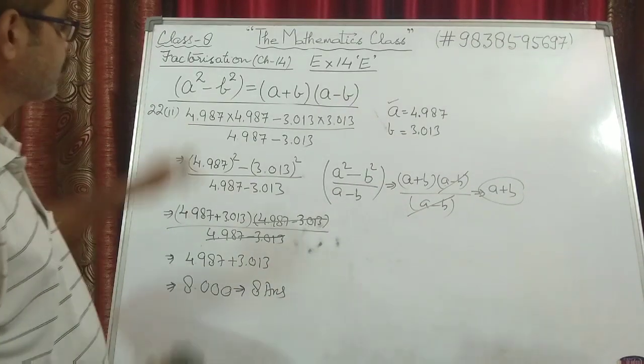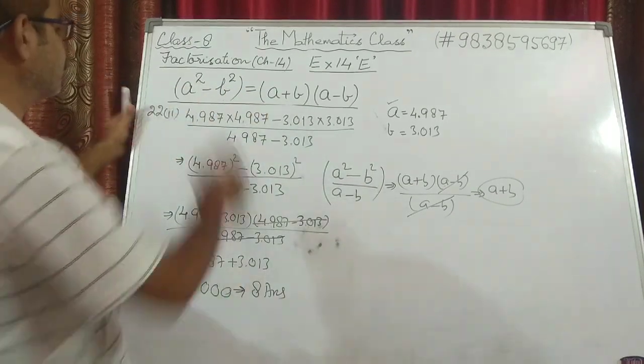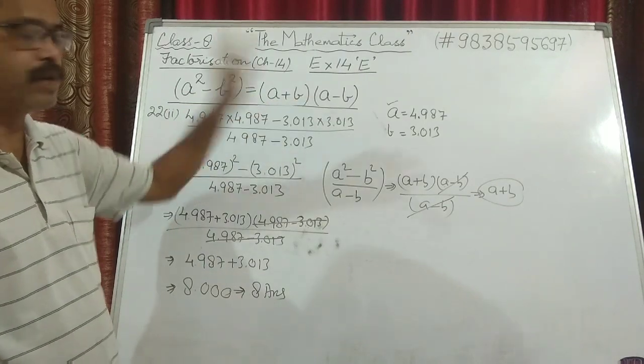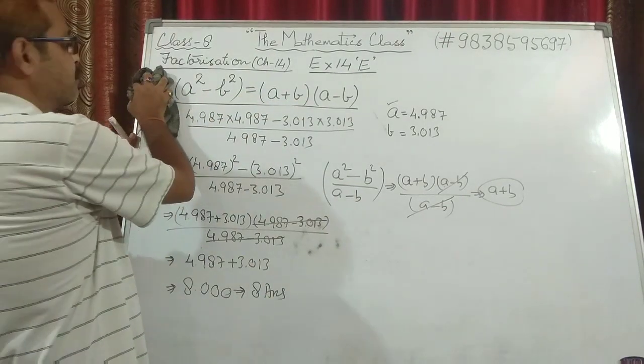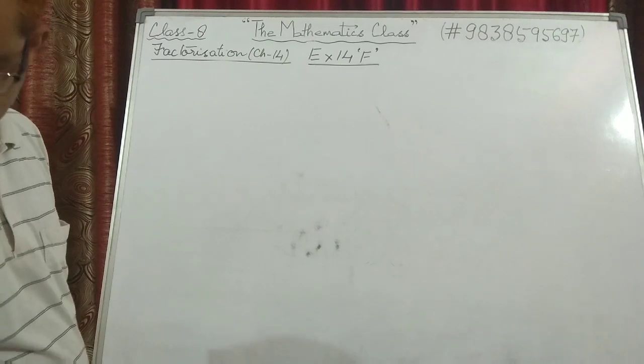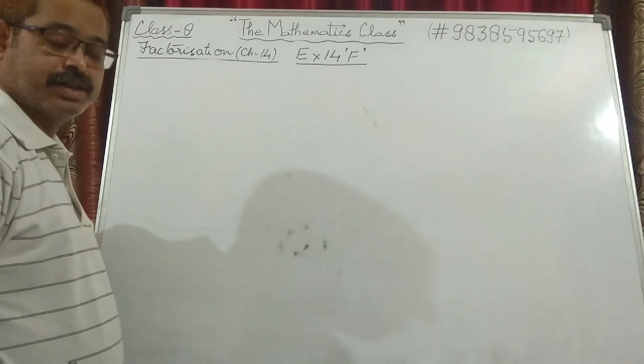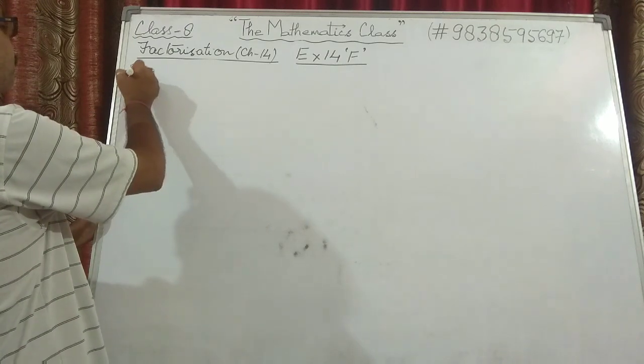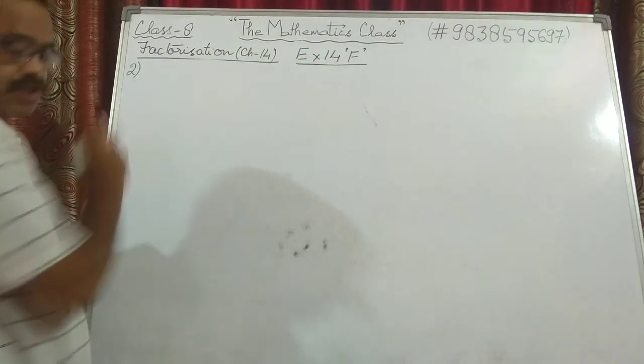That is also based on the same formula. Now I will be rubbing off the formula. I think you would have remembered it or written it. A square minus B square is A plus B into A minus B. Now exercise 14F has 16 questions, so I'll again start with question number 2, in the multiples of 2 we will be discussing. 14F, now question number 2.